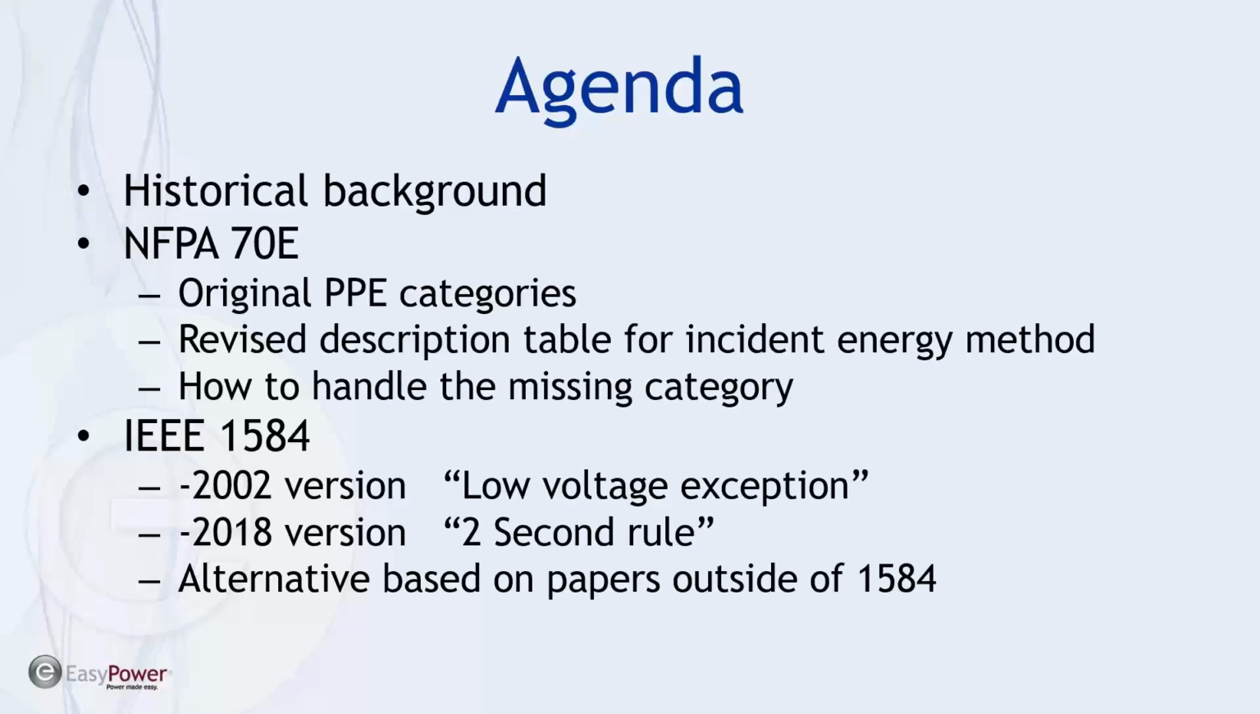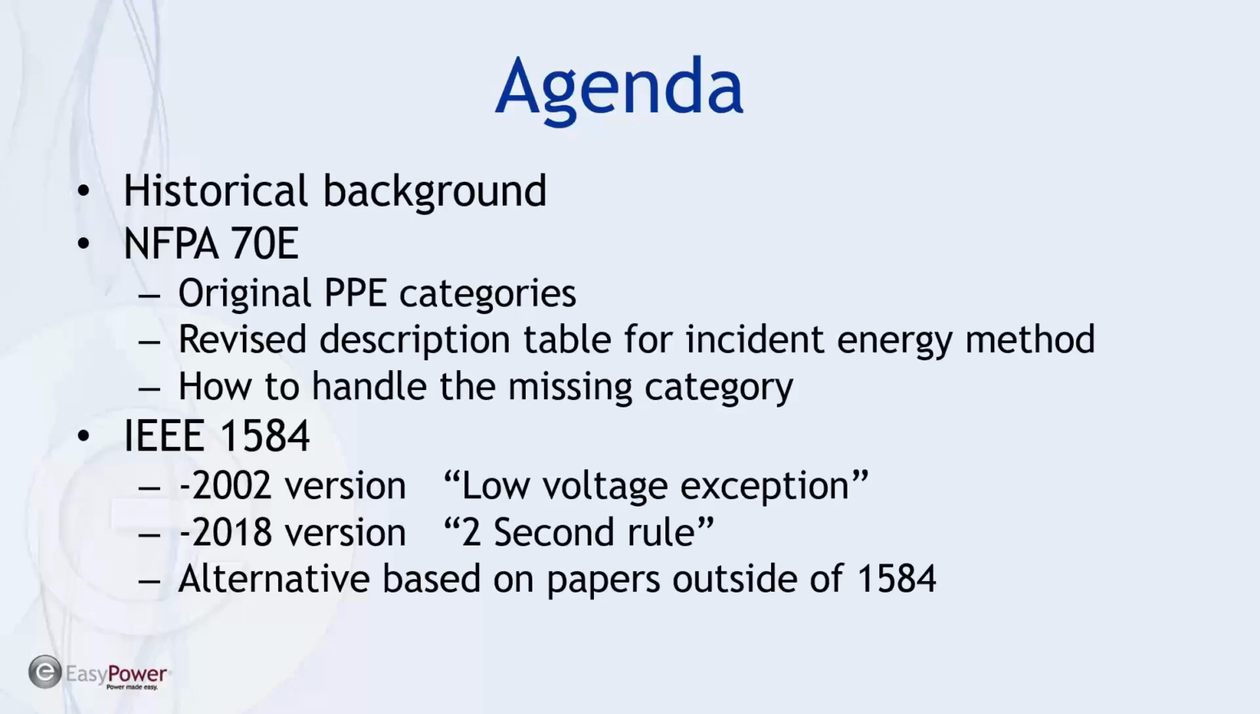Here's what we're going to be covering, basically a brief historical background on a couple documents that are changed or updated on an irregular basis, NFPA 70E and 1584, and where some of these anomalies, if you will, arise, and then specifically alternatives that EasyPower can let you access when you're solving these situations.